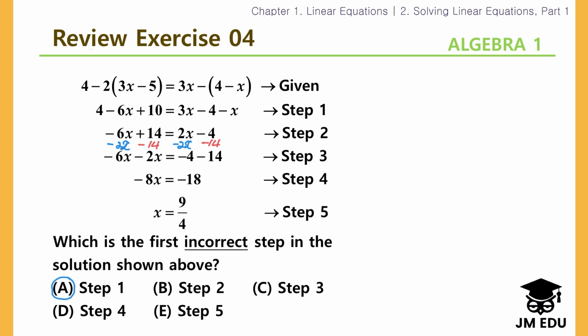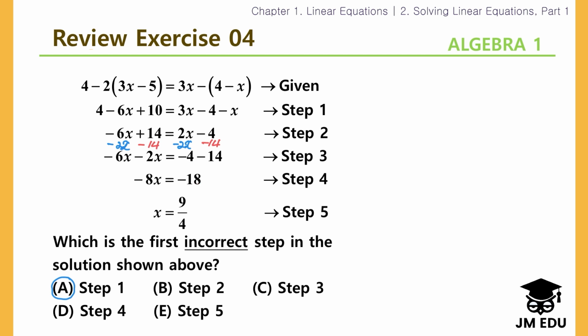So if you look at next line, we have negative 6x minus 2x, right? Plus 14 minus 14, that's 0. It cancels out. 2x minus 2x cancels out. Minus 4 minus 14, we have it right here. So this step is okay. Now, what they did here is they simplified it. Minus 6x minus 2x, that's minus 8x. Minus 4 minus 14, that's minus 18, right?